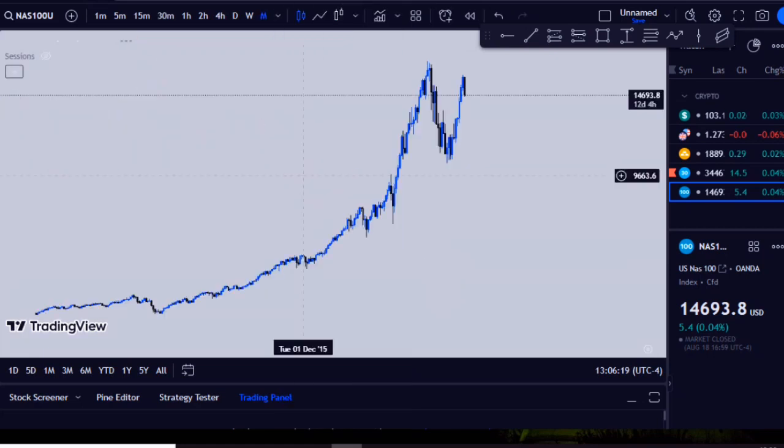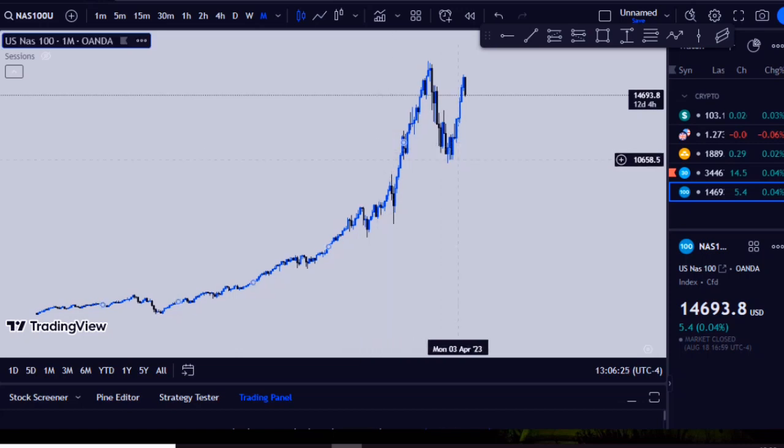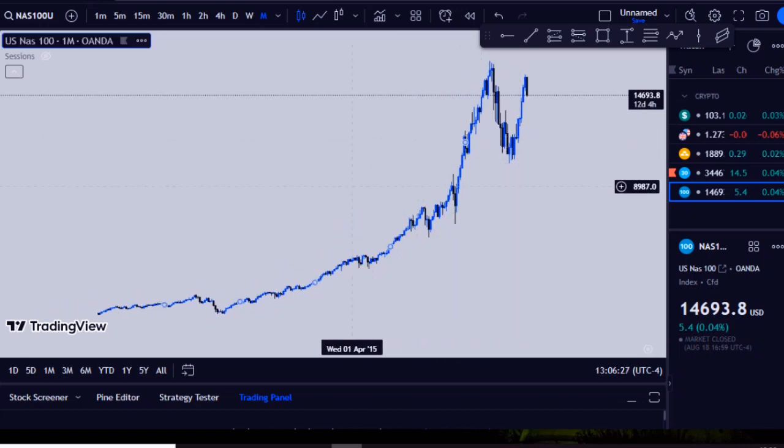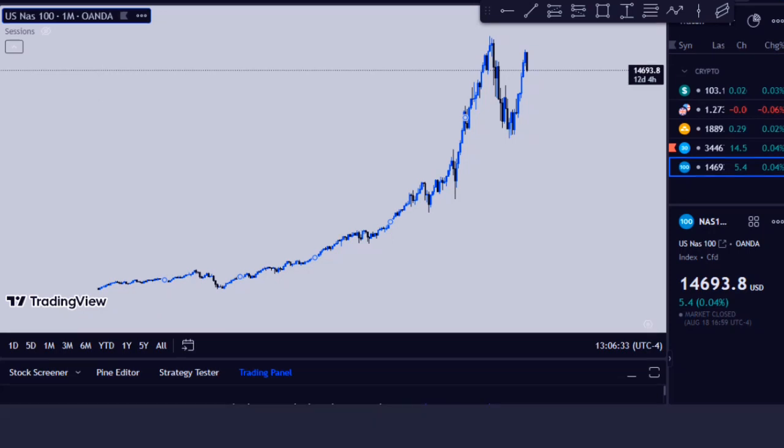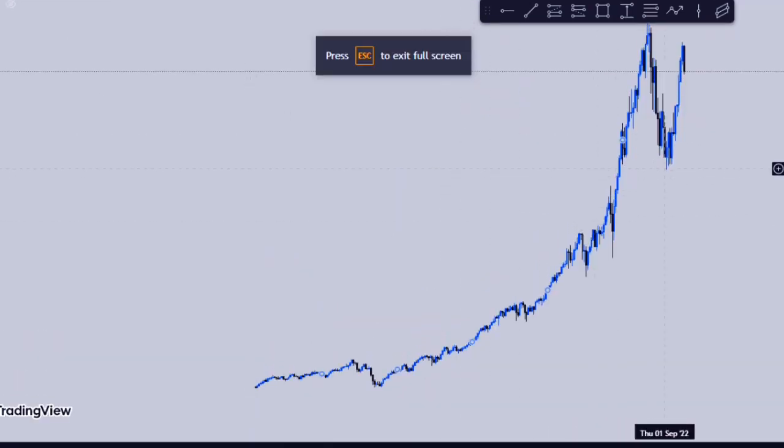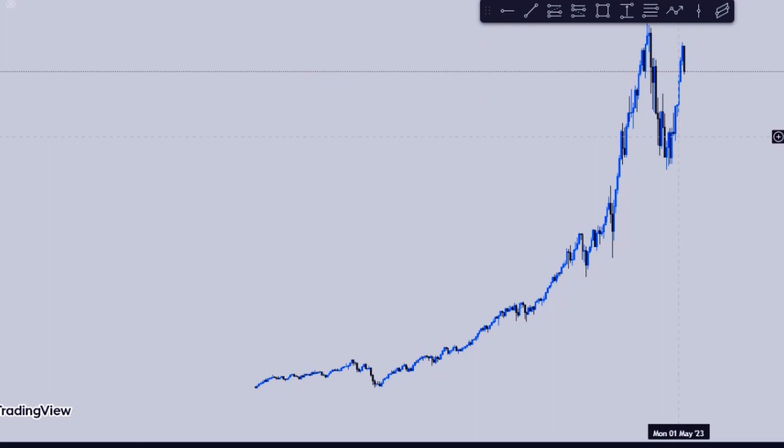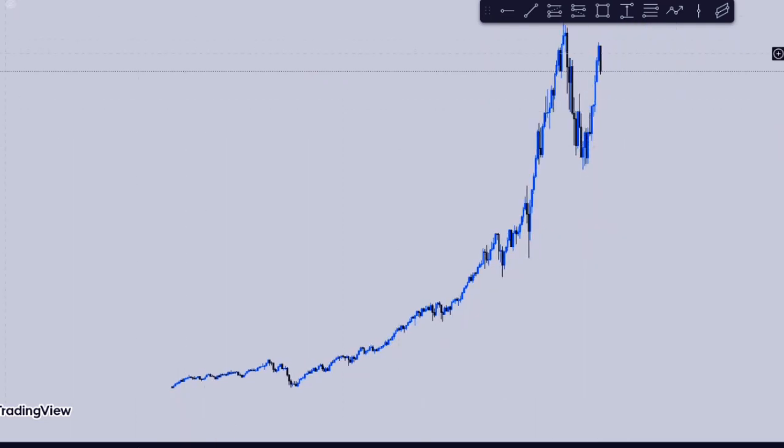So if you're new to this channel and you don't know how I do my top-down analysis, you can just go and watch it. There is a video for it on how I do it. Alright, looking at the monthly time frame, you can see that US30 has been in an uptrend ever since it started.